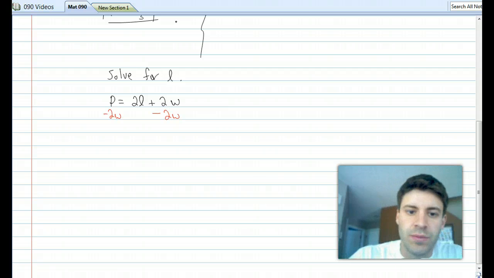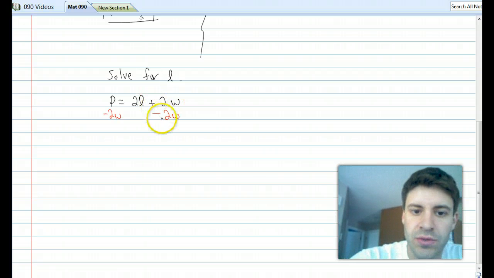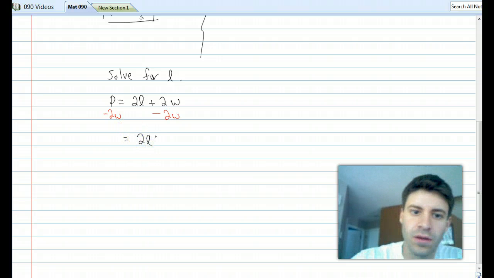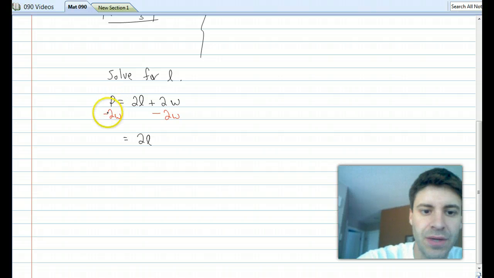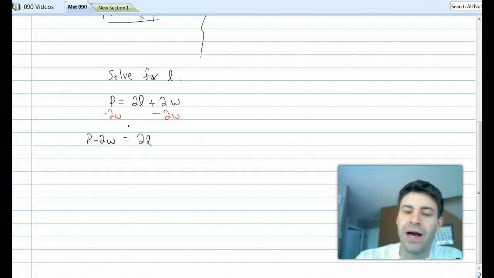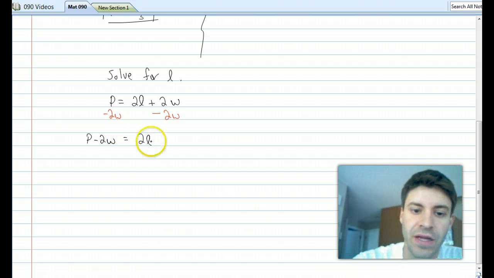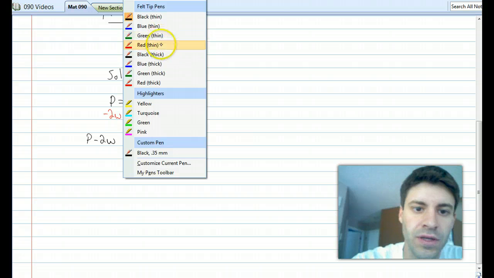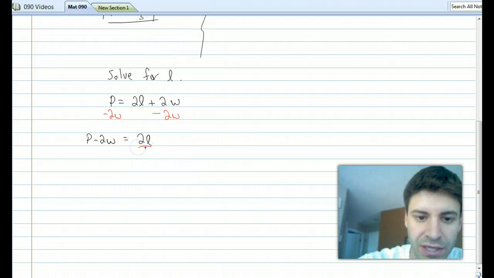If we subtract 2W on the right, the plus 2W and the minus 2W will cancel each other out, and you're just left with 2L. On the left side of the equation, P minus 2W is what we're left with. Now, the goal is to get L by itself, and L is still multiplied by this 2. So how do we get rid of that multiplication by 2? Well, the answer is we divide both sides of the equation by 2.